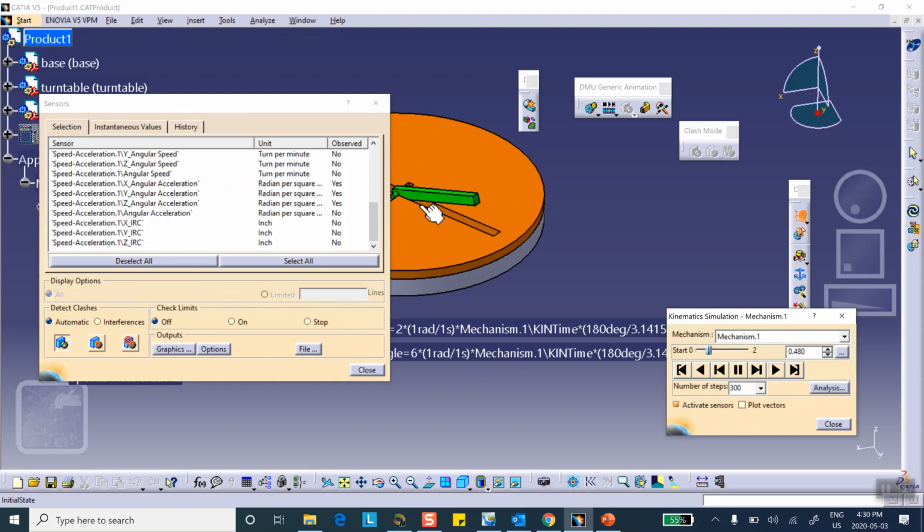By the way, notice that while this is running, I have gone to Tools, Options and I changed my angular acceleration unit to radians per second squared. For example, the default unit of speed is turns per minute or RPM, but for acceleration I don't know whether it's default or not, but if not, then you go and change it. You can also use degrees per second squared. But anyway, it's the right unit. That's what I want.